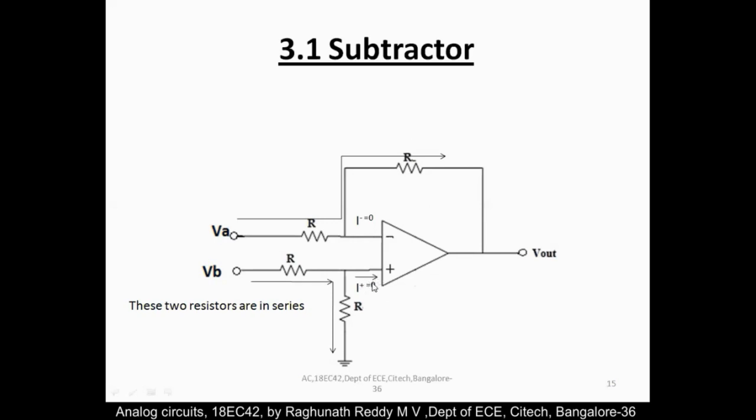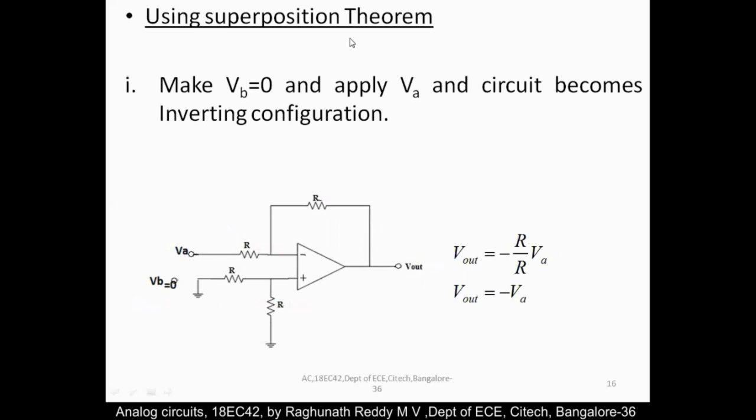Okay, once again we have to use the superposition theorem. Make VB equal to 0 and apply VA. VA is applied to the inverting input terminal, VB grounded or made 0. So this circuit acts as an inverting configuration. In the inverting configuration, V out equals minus RF by R into the applied input voltage VA. So instead of RF, R is there; instead of R1, R is there, so that R will get cancelled. We get V out equal to minus VA. This minus sign is due to the negative or inverting input terminal, where VA is applied.